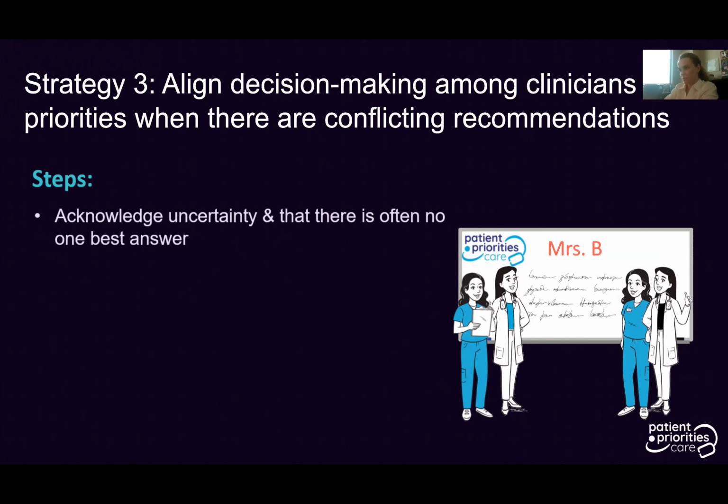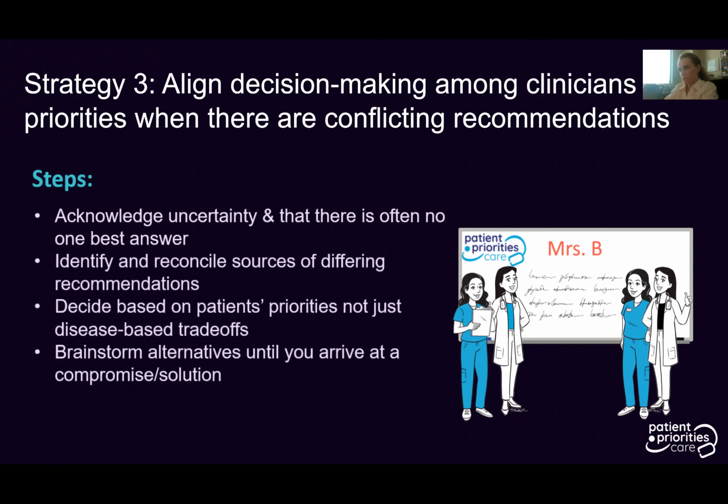But here are the steps that we found in our work with primary care clinicians and cardiologists. It's based on a collaborative negotiation. So this is often used in business when maintaining a relationship is important, but colleagues disagree on a specific plan. So the first step here would be to acknowledge the uncertainty and that there is no one best answer. Next bullet, please. We can identify and reconcile the sources of differing recommendations and decide based on the patient's priorities, not just the disease-based trade-offs. So we can brainstorm alternatives until you arrive at a compromise or a solution. Okay, next slide.